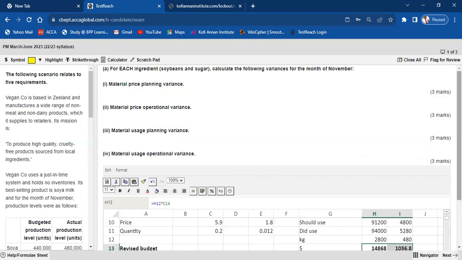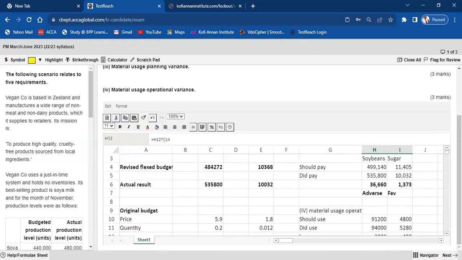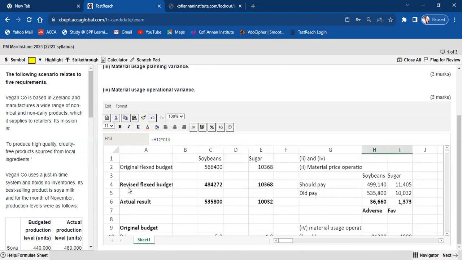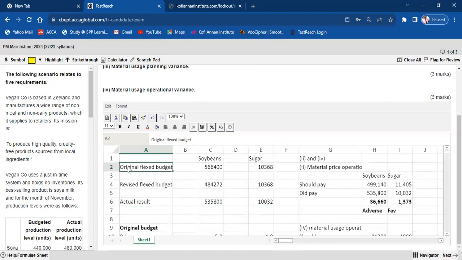Planning variances. I'll be thinking about the difference between the two budgets. So now, original budget is the budget, should, and the revised budget is the actual, did.